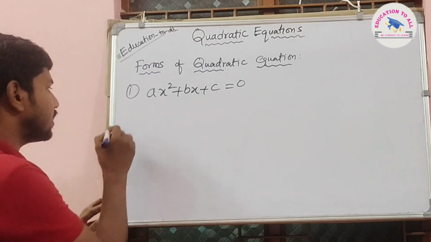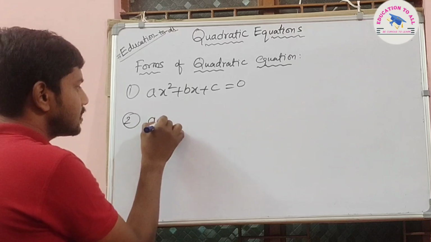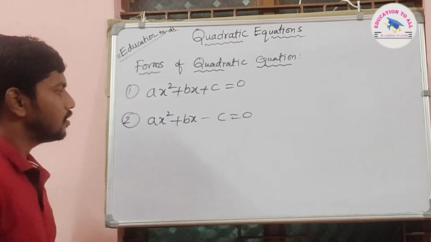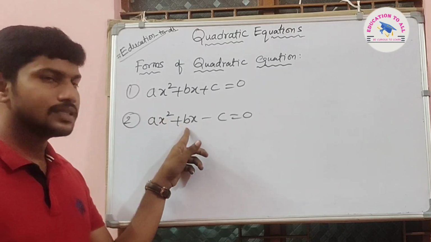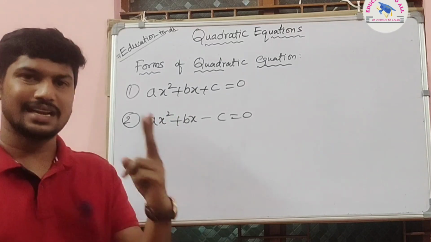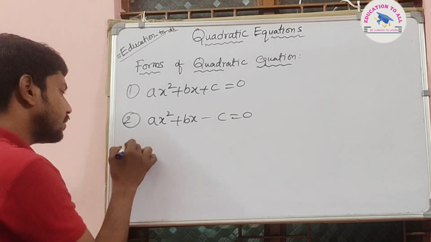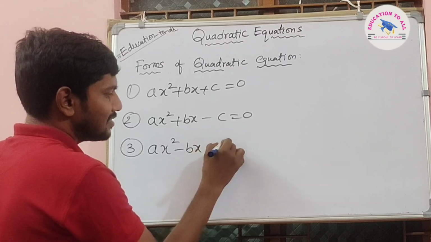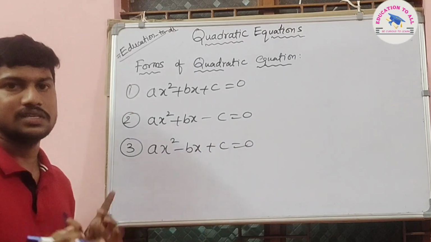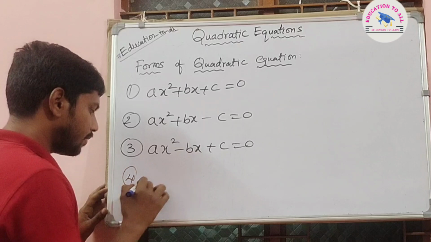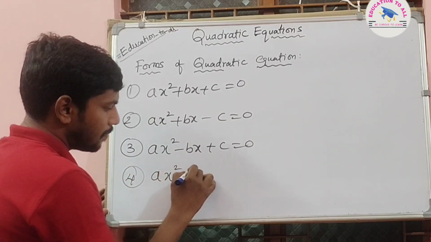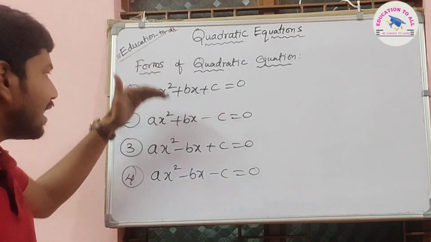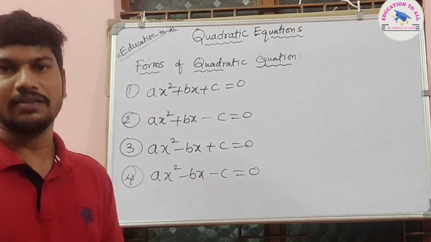So the second possibility: ax square plus bx minus c equal to 0. So ax square is positive, bx is also positive, but c is negative. And the third possibility: ax square minus bx plus c equal to 0. The middle term is negative. And the fourth possibility: ax square minus bx minus c equal to 0. These four only are the possibilities of quadratic formats.